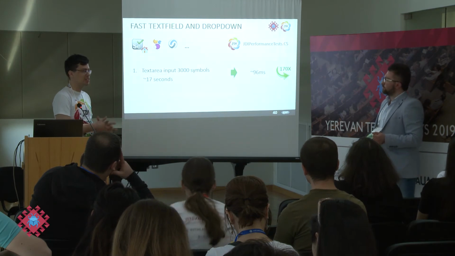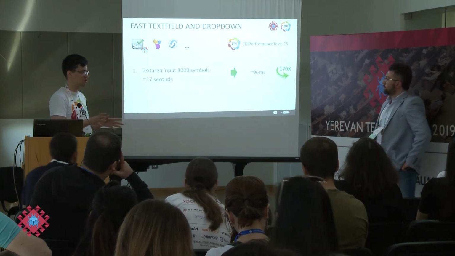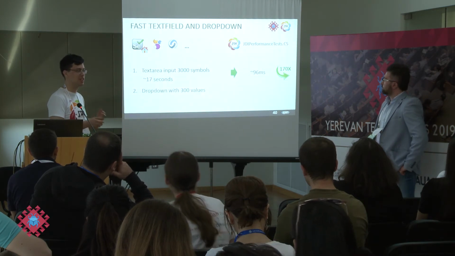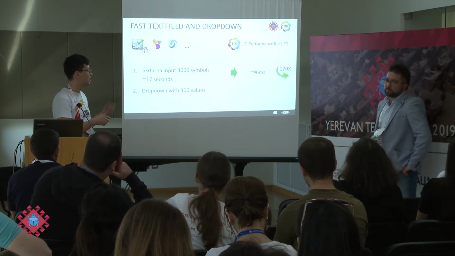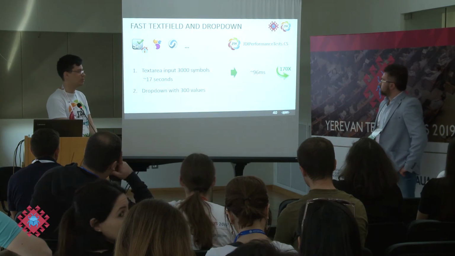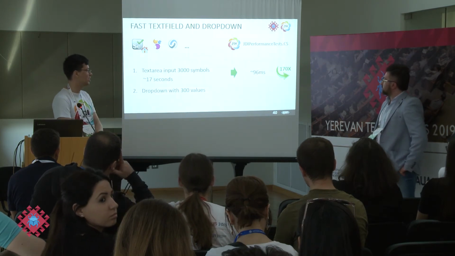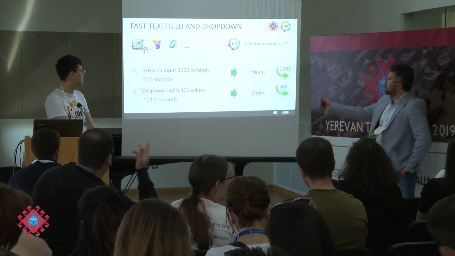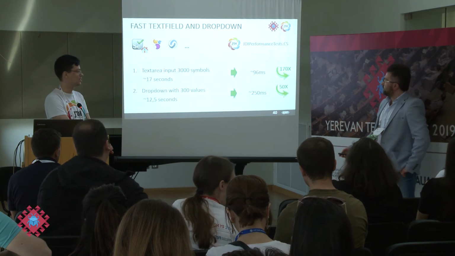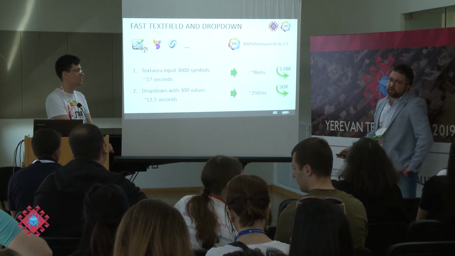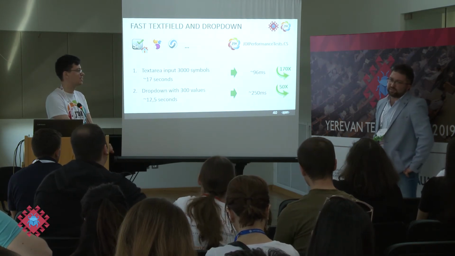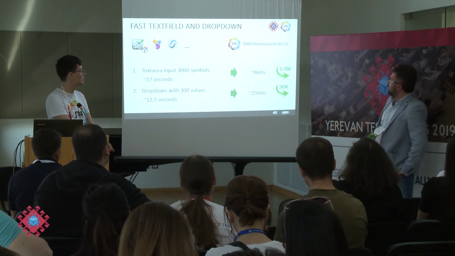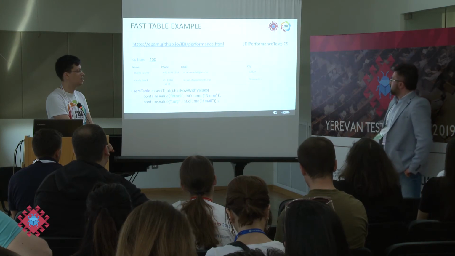So we have a synthetic example. If you would like to put big data in a text area, for example 3,000 symbols, originally in Selenium, if you call sendKeys, it takes about 70 seconds. In JDI, we have some improvements here, and this takes less than 100 milliseconds. The same about dropdowns. Let's say 300 values in a dropdown. It's a very awful dropdown, let's say the truth. But nevertheless, if you have such cases, it will take less than a second to draw all this.